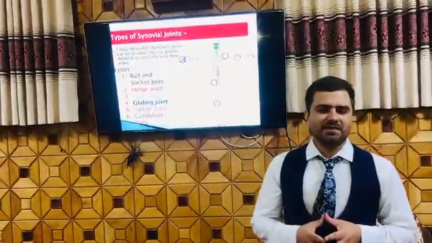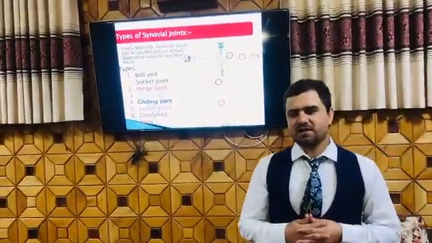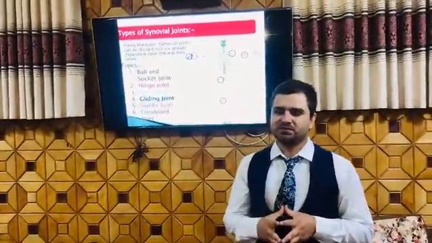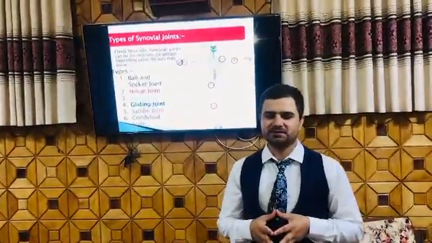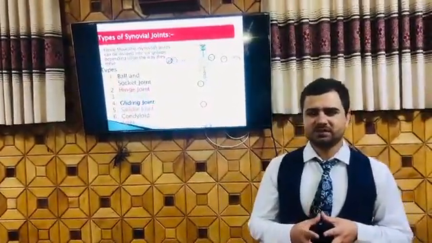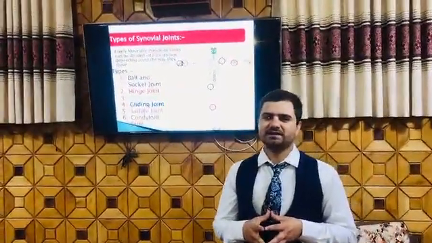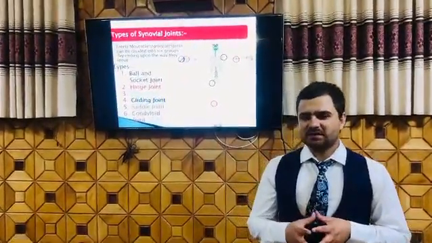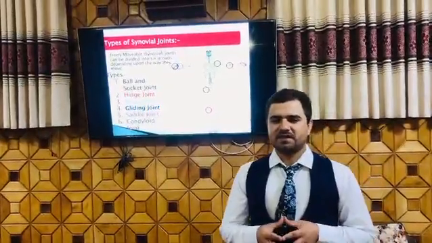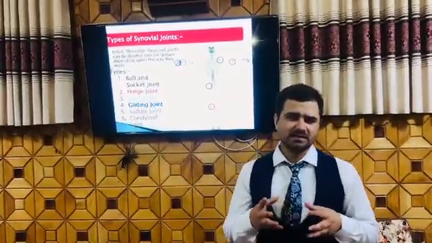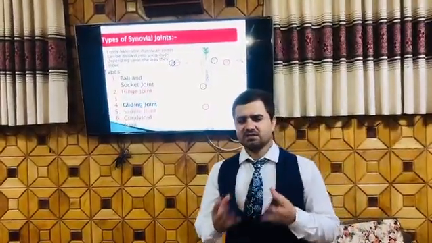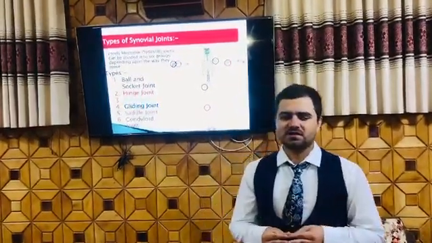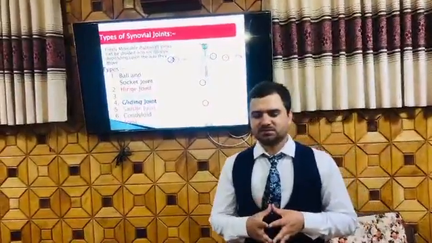And the third type of synovial joint that I want to explain is the pivot joint. The pivot joint is a type of joint that allows us to do rotation laterally and medially. An example of this joint is the atlantoaxial joint of the spine. It's a type of joint which connects two bones at the ends. The rotation of the skull is possible because of the pivot joint.